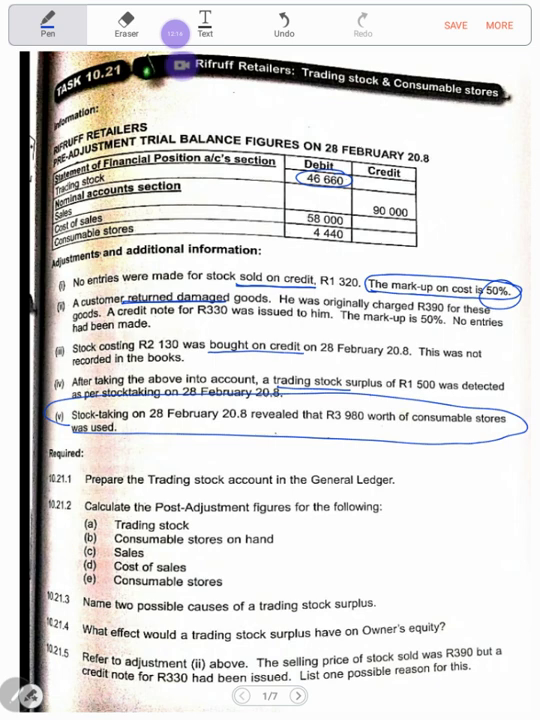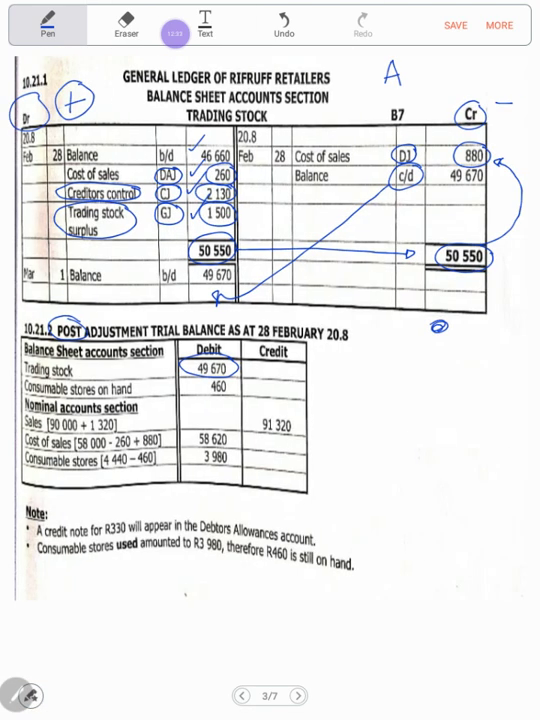Moving along to your adjustment number 5, the stock taking revealed that 3,980 worth of consumable stores was used. That's the actual expense. What was not used? I'm going to find the difference. 4,440 subtract what was used will give me what I have left on hand. And that should be 460. Remember, consumable stores on hand is an asset, and that is why it falls under the balance sheet section. Your nominal account section is all about your incomes and your expenses of the business.